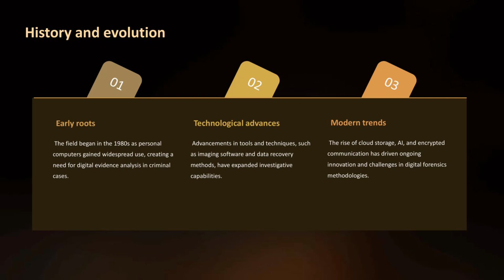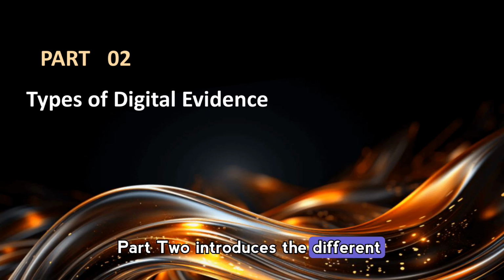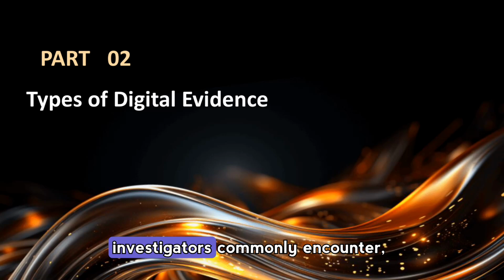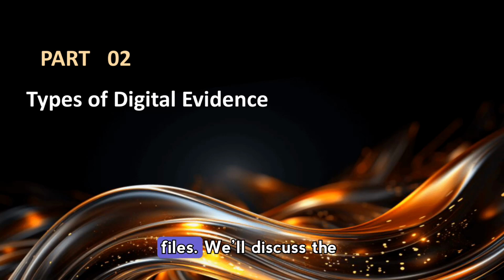Part 2 introduces the different types of digital evidence investigators commonly encounter, from computers and mobile devices to network logs and cloud-stored files. We'll discuss the characteristics that make digital evidence useful and the criteria investigators use to evaluate its reliability and relevance.